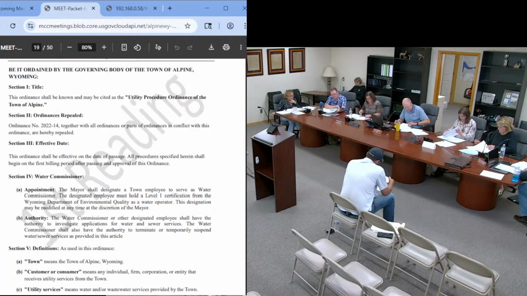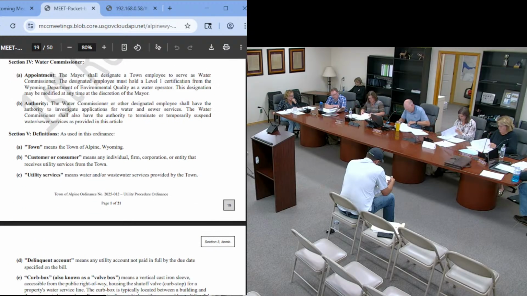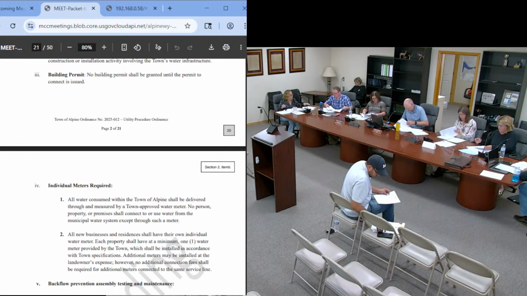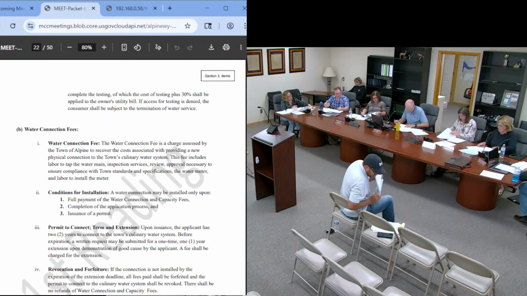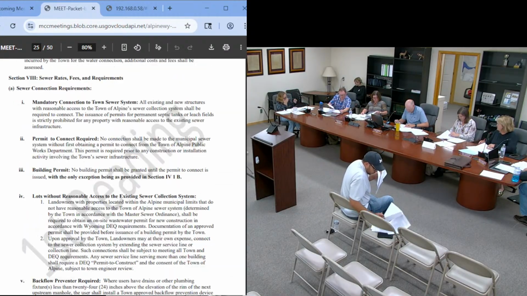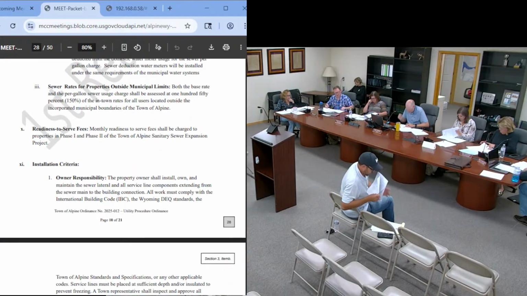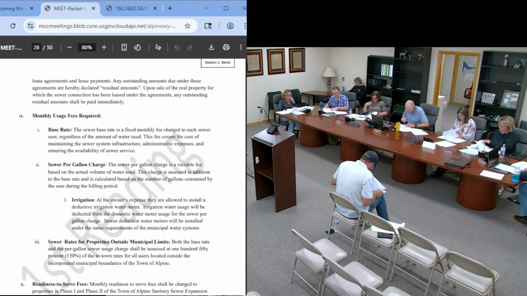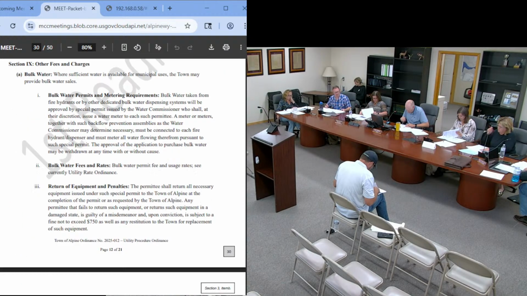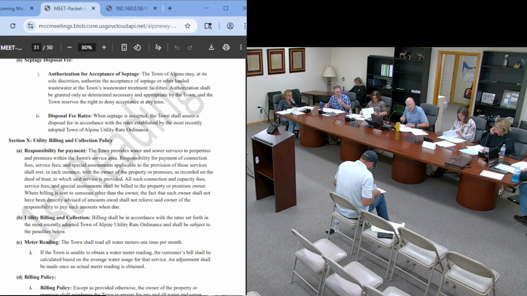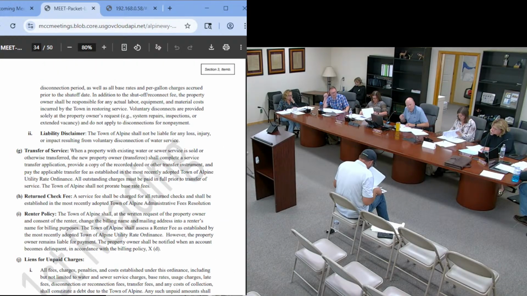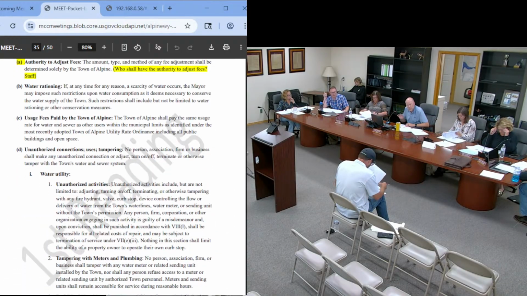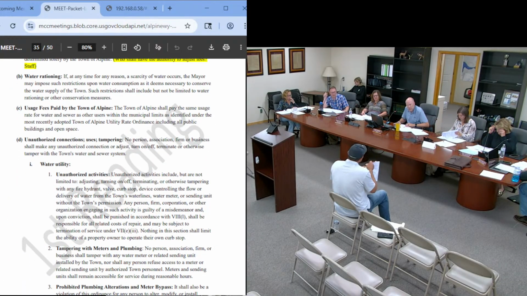On page 17 of 21 in the utility ordinance there's a definition in there, in 2025-12. So, Craig, is the tampering basically for tampering with the actual meter or bypassing it?